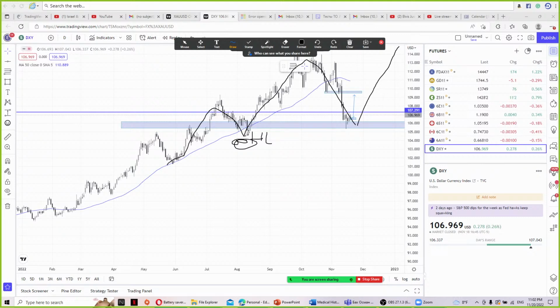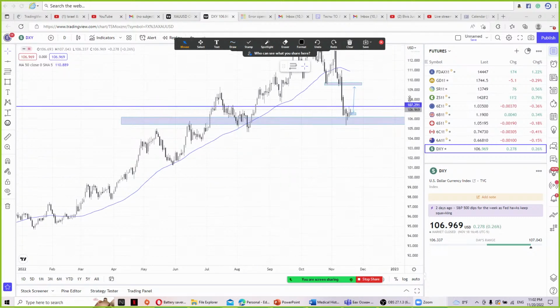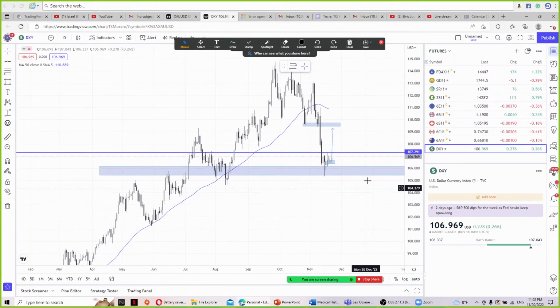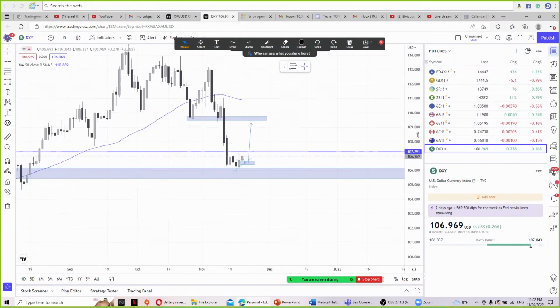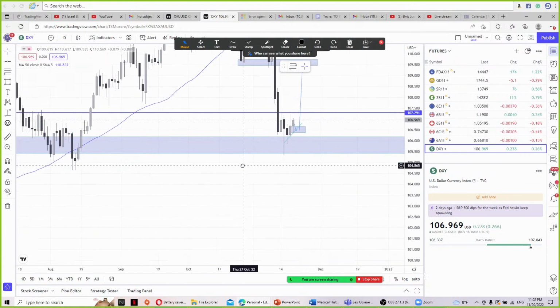Unless this higher low is broken. If this higher low gets broken, we can see something that I call the break of market structure. That means the uptrend is no longer valid. But the uptrend is still valid for now. I'm not calling DXY bullish. What I'm saying is DXY can only be bullish under certain conditions.